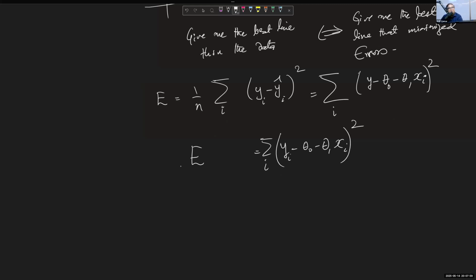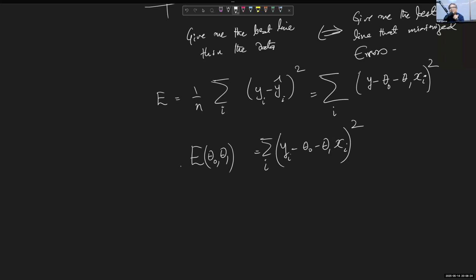Now guys, when you're training the machine, the data is fixed, isn't it? Data is not changing. You're trying to find the best parameters that fit the model. So therefore the error is a function not of data, but of parameters, isn't it? Data is fixed, x_i, y_i are fixed. So E is a function of theta naught, theta 1, isn't it?